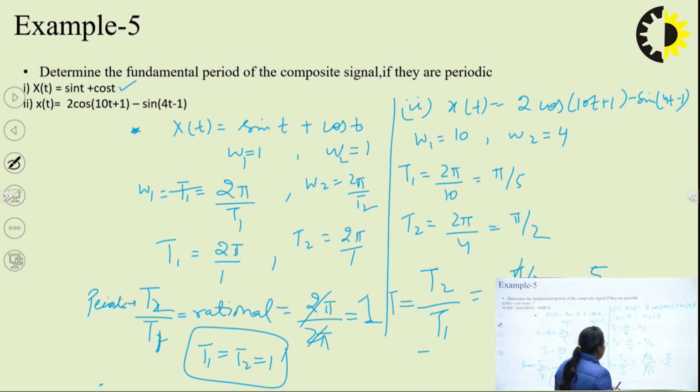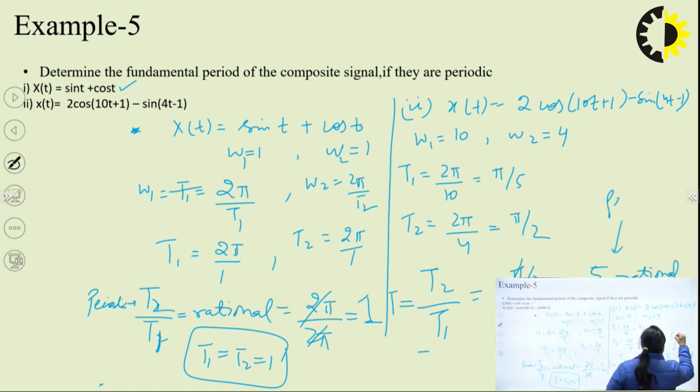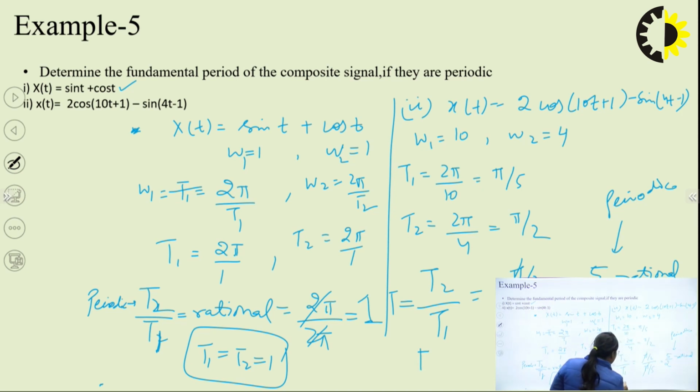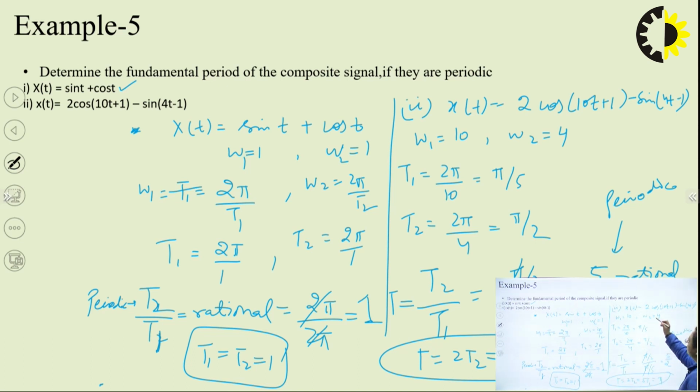So the ratio is a rational number, so the signal is periodic. The time period T will be equal to twice T2 or 5 times T1. So the time period, twice T2, if we write, will be pi. So the time period for this signal will be pi.